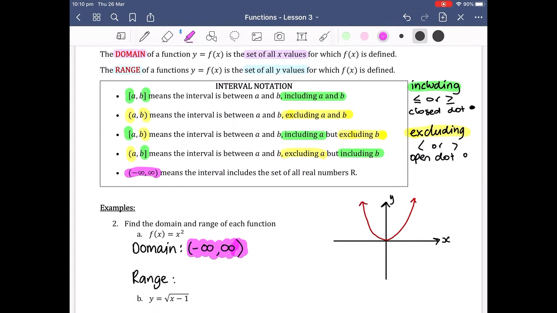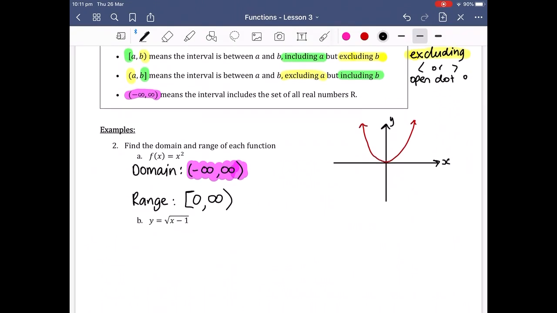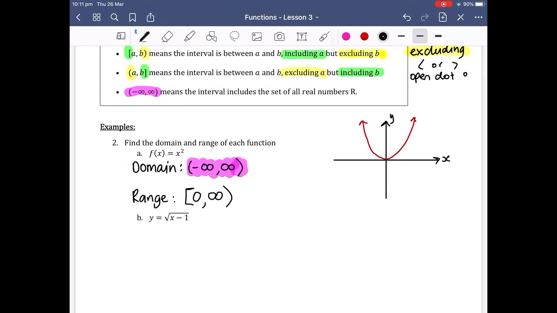Then for our range, it's what y values it can be. We just need to remember that our y values are going to be above the x-axis, because none of our y values below the x-axis are going to work. So it includes the x-axis though, because y equals 0 is a point. So we are going to do a square bracket 0, because that's where it starts, and we're going to go up to infinity because it can be infinite numbers above the x-axis. So remember, domain is the x values, range is the y values.